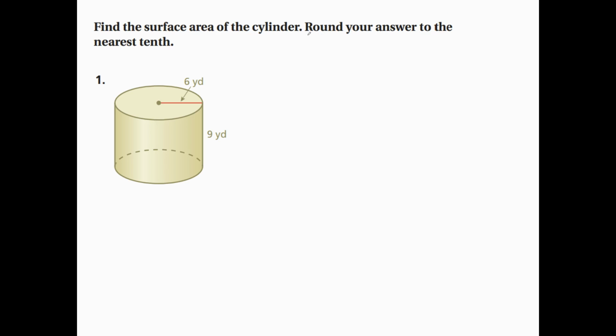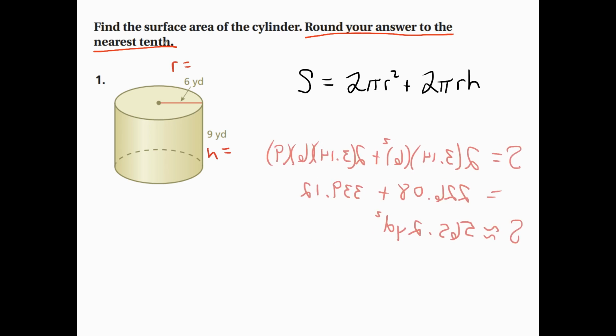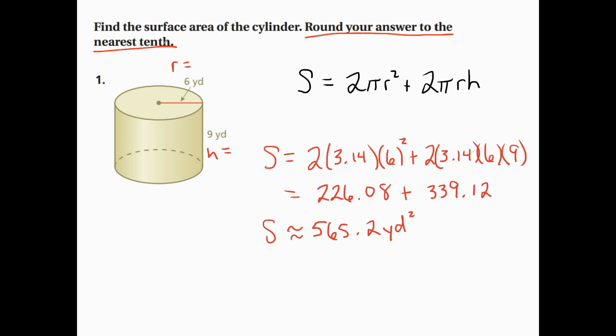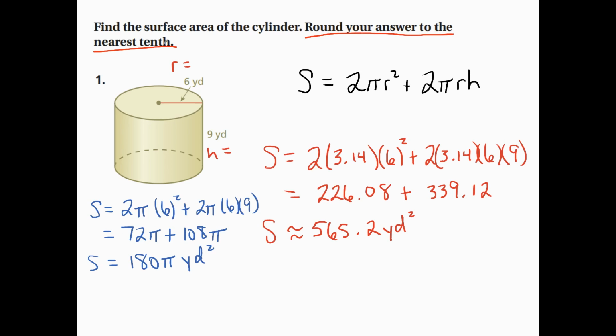If you're going to round your answer to the nearest tenth, then you need to go ahead and multiply by pi. The video is going to pause so you can work this out in your composition book. All right, we're back. There's my formula, my height and my radius, and the work that I did. I got approximately 565.2 square yards. I also worked it out and left everything in terms of pi, so I ended up with 180 pi yards squared.